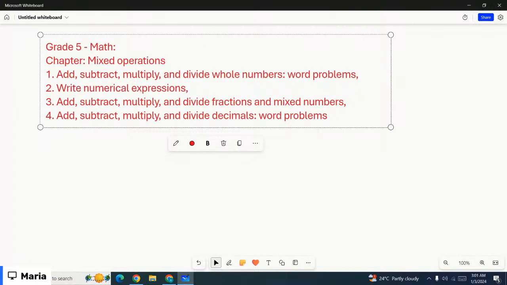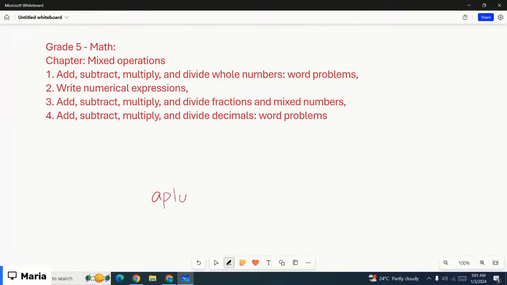So we are here for grade 5 math. You can find all the lessons on aplusstudents.com. You have to log in there using your email address and password provided by the administrator. Then select math from the subject tab, scroll down to grade 5 and click on view all lessons. There you can find a list of the chapters. We're going to start with the chapter mixed operations.